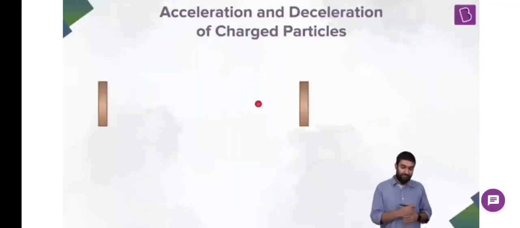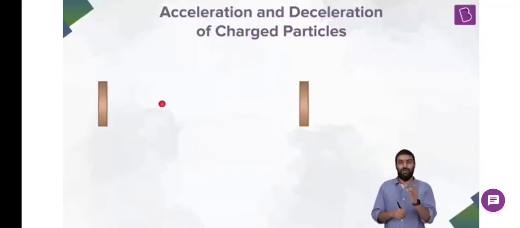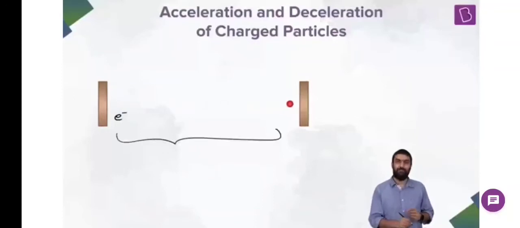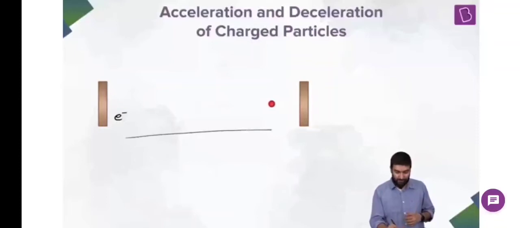This is what we have. Now we have acceleration and deceleration of charged particles. Okay, so let's say this red ball is an electron. Now if you were to observe its motion, what is happening? It is going from here to here, and it is slowing down. If you notice, it is going from here to here, it is slowing down. So what we can say is that this is decelerating.